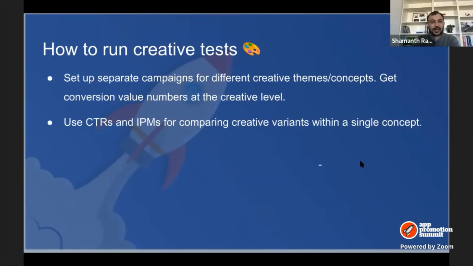So use the CTRs and IPMs of all of these sub-concepts within a campaign to understand performance, because the CTRs and IPMs are still available for you to track within your Facebook dashboard. You don't have to rely on SKAdNetwork. It's available in your ad network dashboards just as well. So within a single concept, use CTRs and IPMs for evaluation, and between concepts, use the conversion value numbers, right? And this is also a way to identify different segments of audiences just as well.